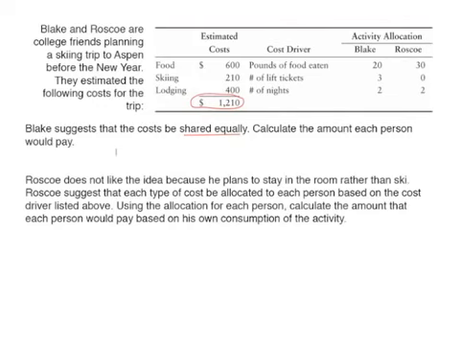So to do this, we're going to take the total estimated cost and we're going to divide that by the number of products. In this case, we're talking about people because people are using up these costs. And we have 2 people. So the amount that's going to be allocated to each person is $610 and $5 each.